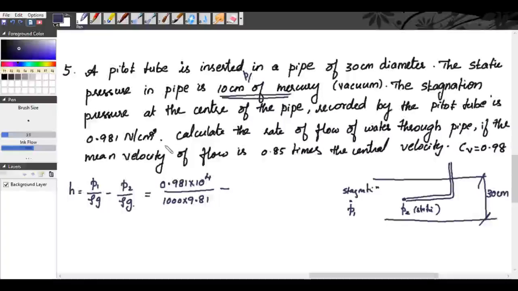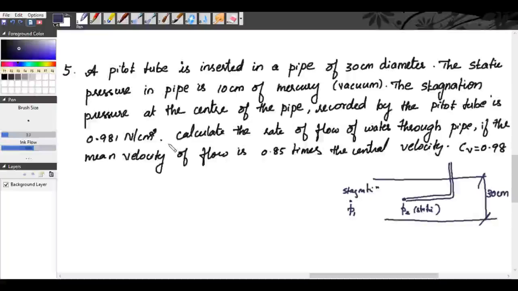Now, see, I will repeat this problem once again. This will create some confusion. We will write these things separately. Okay. H is equal to P1 by rho G minus P2 by rho G. We will find P1 by rho G and P2 by rho G separately. So this is flow of water. So the flowing liquid is water.